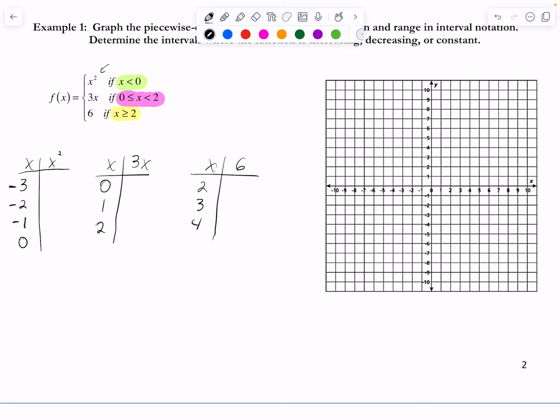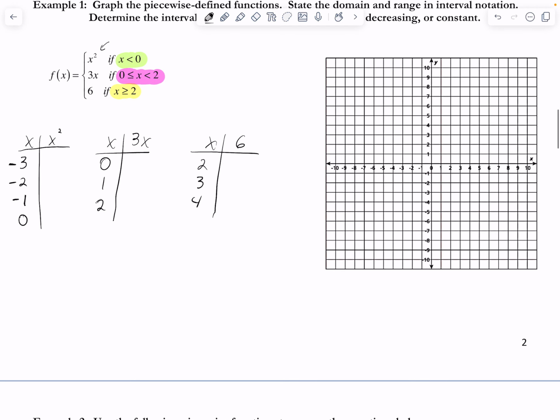Okay, so now if I plug in these x values of -3, -2, -1, and 0 into that quadratic piece, and I square them, I get 9, 4, 1, and 0. Going to this next one, I'm plugging into the middle part of this piecewise function. 0 times 3 is 0, 1 times 3 is 3, 2 times 3 is 6. And last but not least, plugging these into the last part of this one, all the y values are 6.